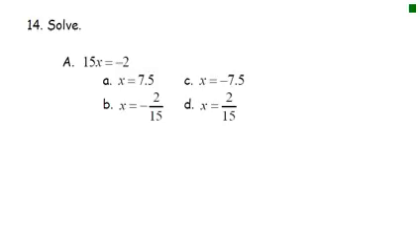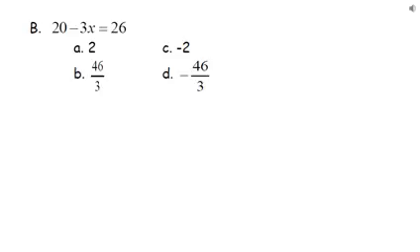All right, number 14, we are solving this problem. Our problem is 15 times x equals -2. So we're going to divide by 15 on both sides. Those cancel out, and notice we've got x equals -2 over 15. So our answer here would be B. All right, I believe this is 14B.